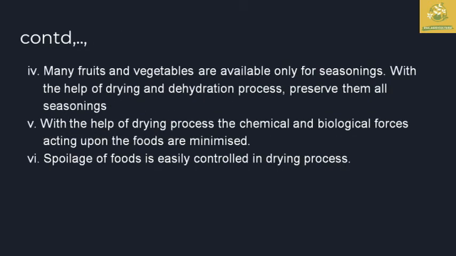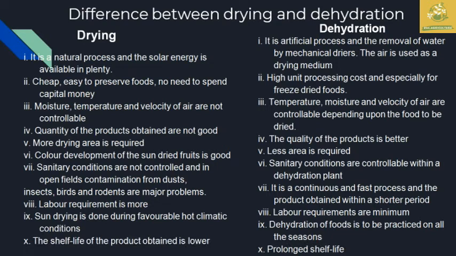While seeing about the process of dehydration, many fruits and vegetables are available only in season. Because of the dehydration process, we are able to dry and preserve them for all seasons. So it is a useful one, and during the drying process, the chemical and biological forces acting upon the food are minimized, and the spoilage of food is easily controlled in this dehydration or drying process. I have given the ten most important differences between drying and the dehydration process, so please read it from the lecture notes, which can be found in the description.